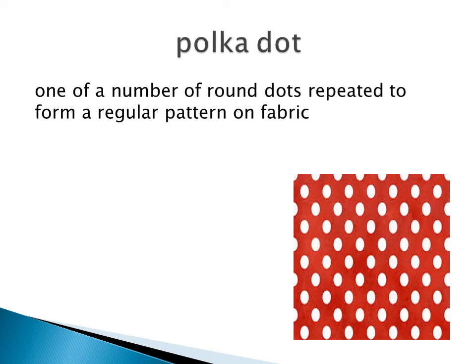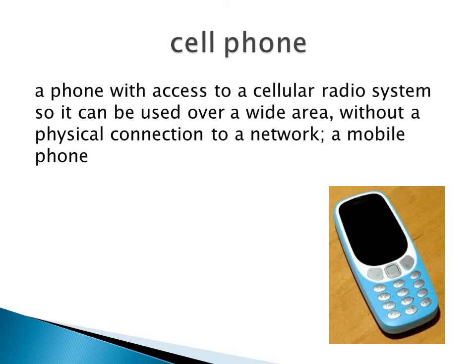Our next word is polka dot, one of a number of round dots repeated to form a regular pattern on fabric. That's polka dot. Our next word is cell phone, a phone with access to a cellular radio system so it can be used over a wide area without a physical connection to a network. A mobile phone. That is cell phone.